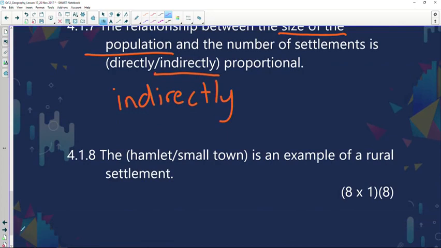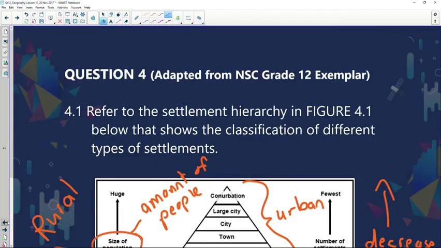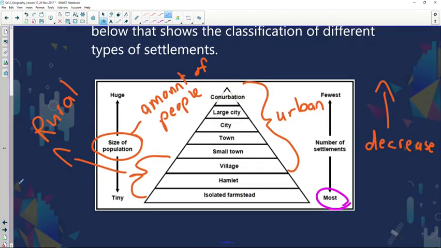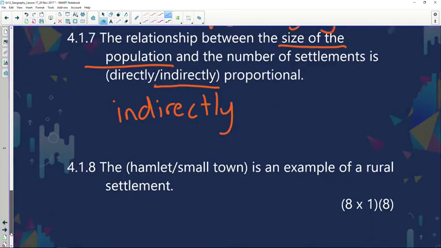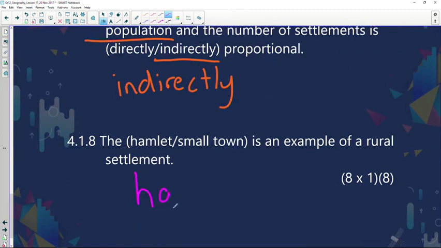Now, is the hamlet or the small town an example of a rural settlement? I've indicated on the figure that the village, hamlet and isolated farmstead are classified as rural settlements, like when we looked at our theory notes. A town will be seen as an urban settlement because it has more than one function, unlike the hamlet. So the correct answer is the hamlet. Okay, let's continue with our questions.